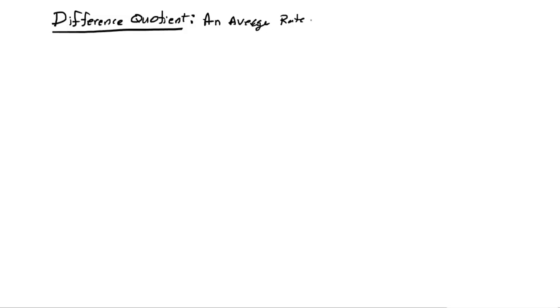Okay, in this video we're going to talk about something known as the difference quotient. The difference quotient is a formula in order to determine an average rate of change. So every time you hear the term average rate of change, it is synonymous with the difference quotient.